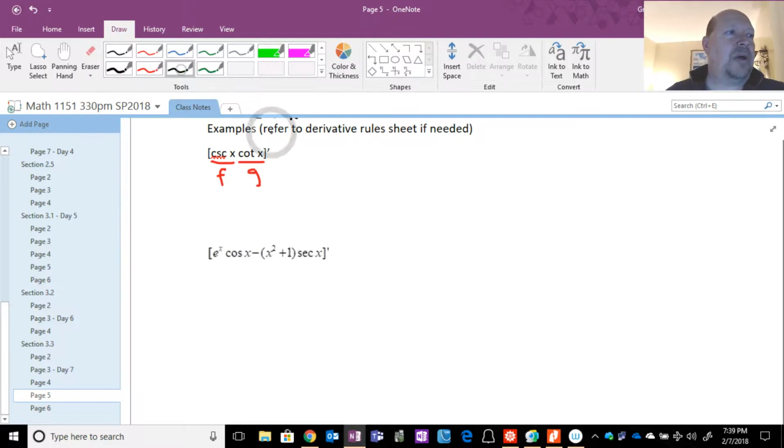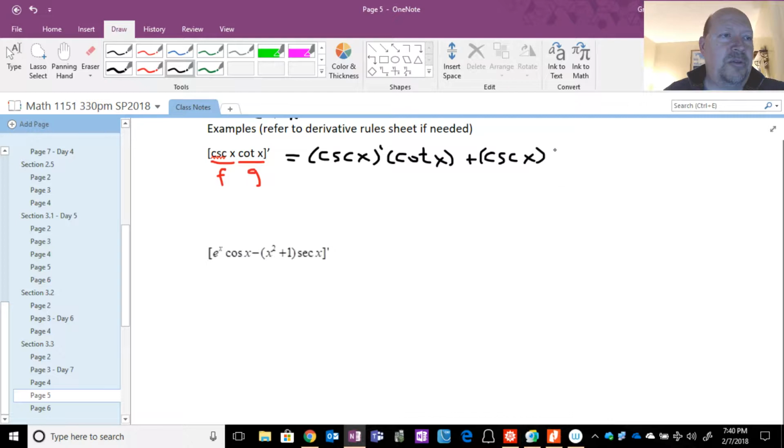And so this is going to be equal to, well, the product rule says we're going to take the derivative of the first function, so cosecant x prime, times the second function as it is, cotangent x, plus cosecant x times the derivative of the cotangent x.